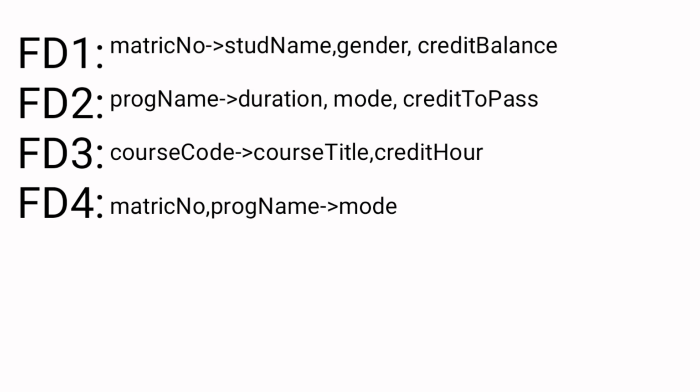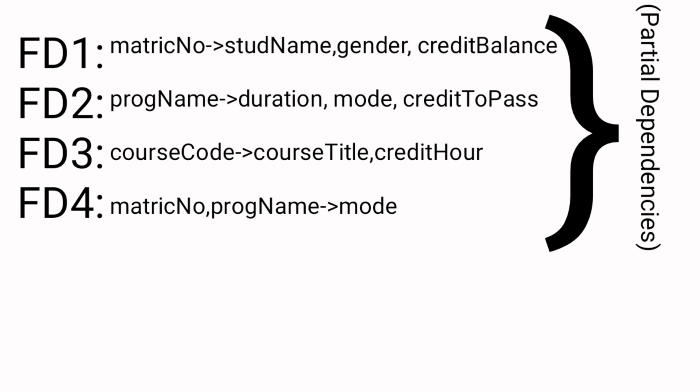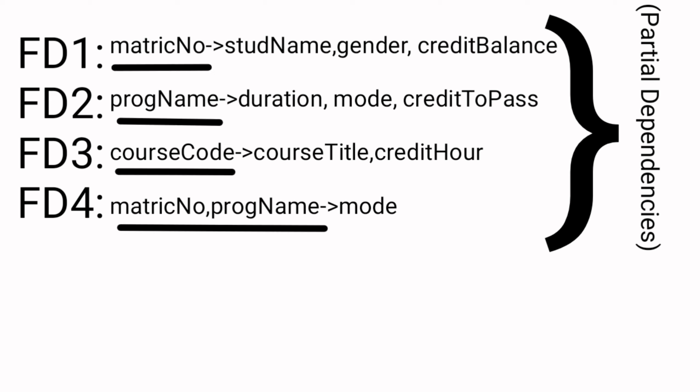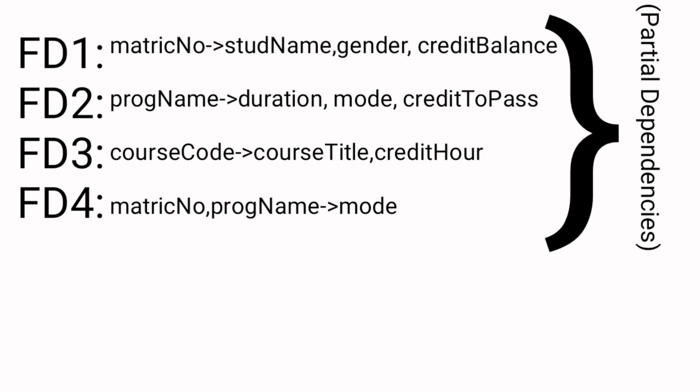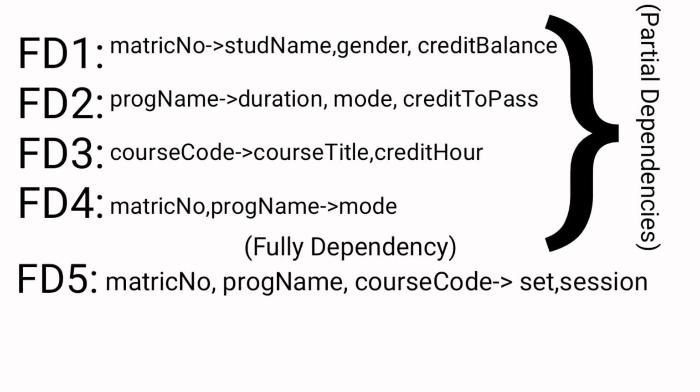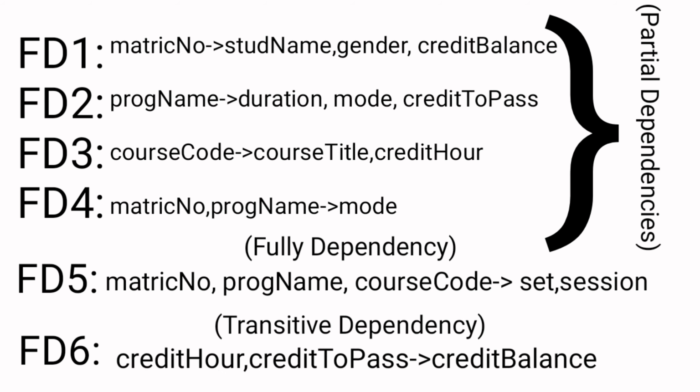Functional dependencies 1 to 4 are partial functional dependencies because their attributes need at least one of the primary keys to determine them. Functional dependency 5 is a fully functional dependency because it needs all of the primary keys to determine them. And finally, functional dependency 6 is a transitive functional dependency because a non-key attribute determines another attribute.